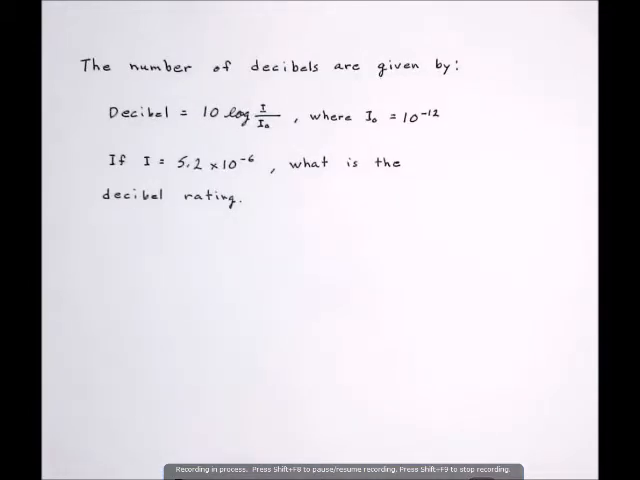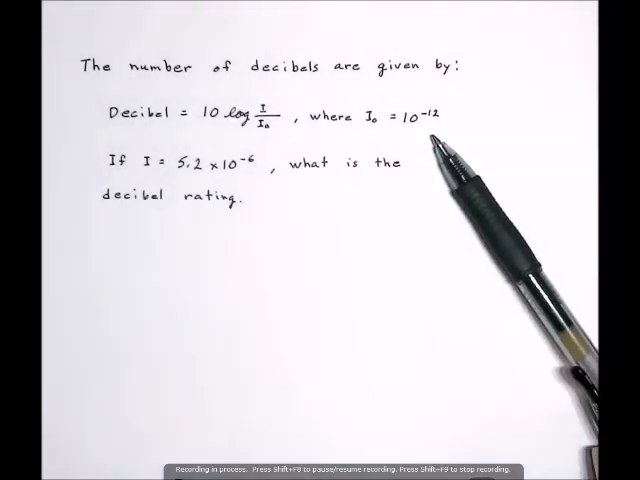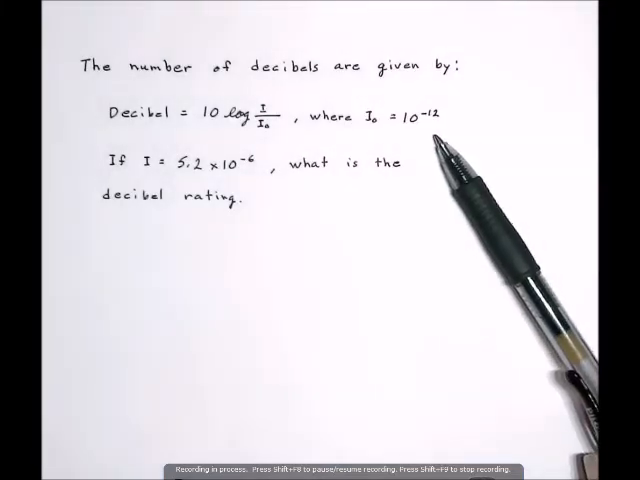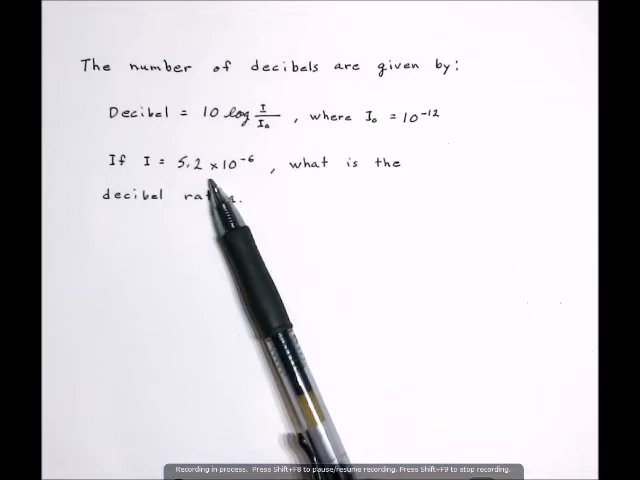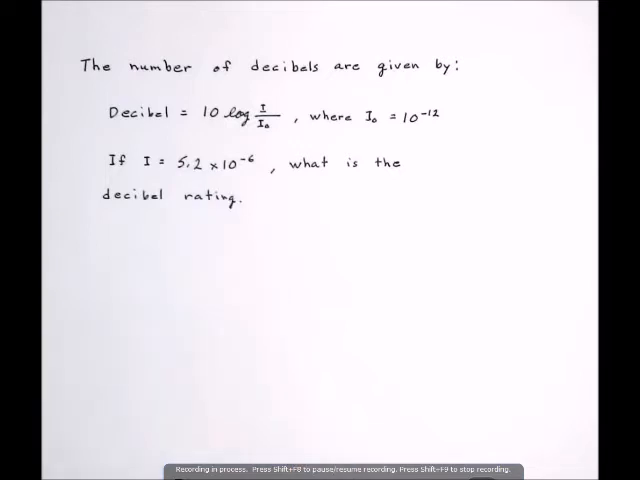And the last thing you have to do in this section is do some word problems. So here we have the number of decibels given by this formula, and I sub 0 is 10 to the negative 12th, and we're given a sound of intensity 5.2 times 10 to the negative 6th, and you want to know what the decibel rating is. All you have to do on this type of problem is plug it directly into your calculator.